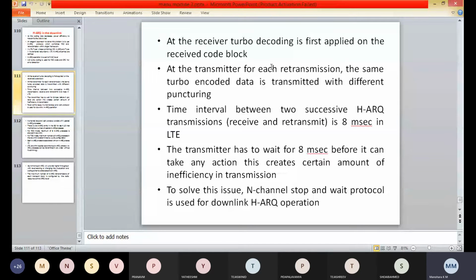The N-channel stop and wait protocol is used for the downlink HARQ operation. An N-channel stop and wait protocol consists of N parallel HARQ processes. When one or more of the processes are busy waiting for the HARQ ACK or NAK, the processes that are free can be used to transmit other transport blocks.